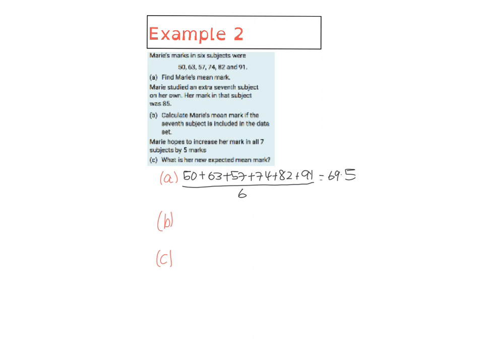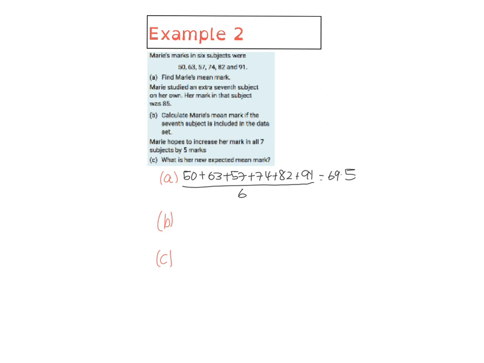I could go back to the beginning and add up all of these numbers again, plus another 85 for the extra test. And I'd have to remember to divide by 7. But from your calculator, you'll have already done this step. So I'm just going to do it that way.